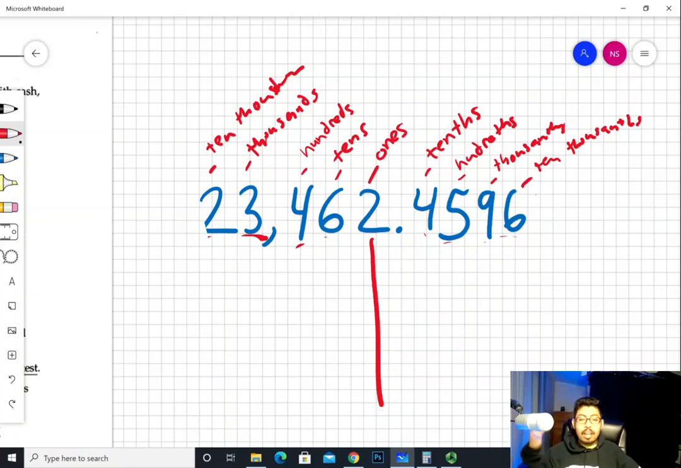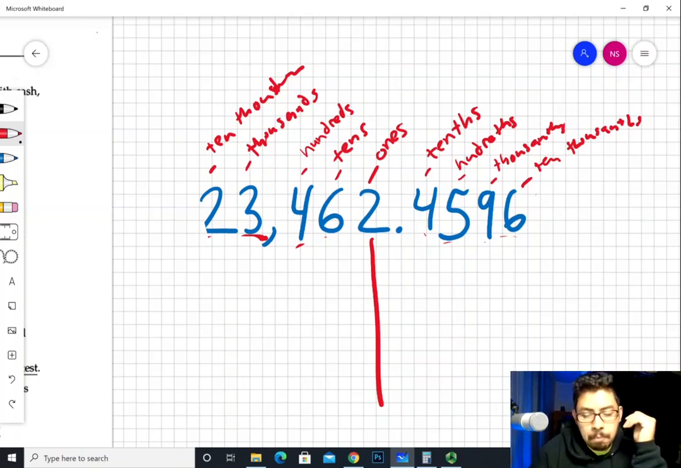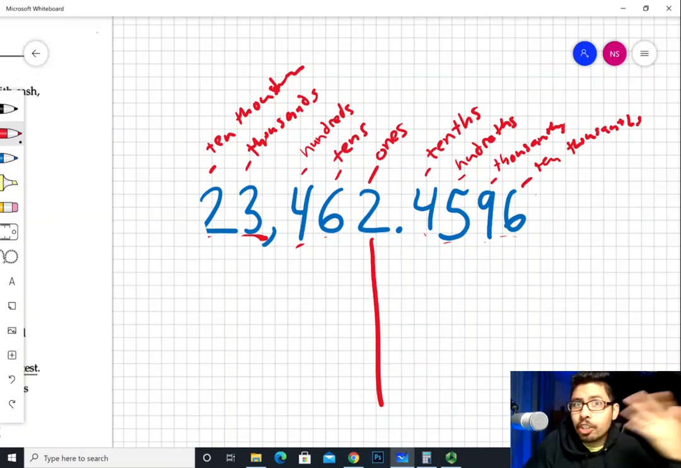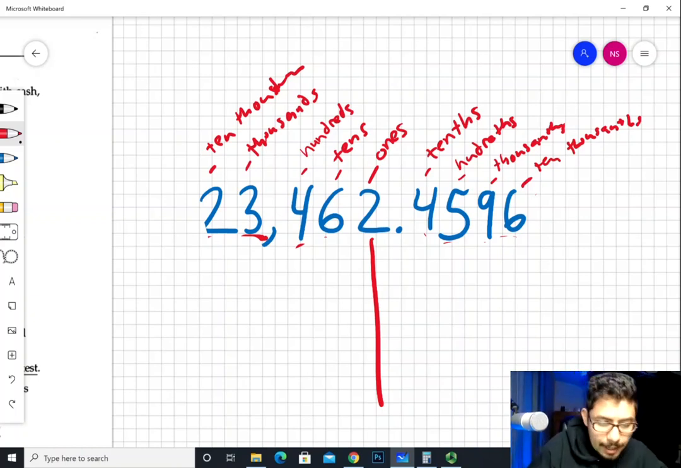The tenths, hundredths, thousandths, 10,000ths, 100,000ths, millionths, 10 millionths. It just all continues. You guys got to memorize this. If you don't, I don't feel bad for y'all. Y'all didn't study. So please study.